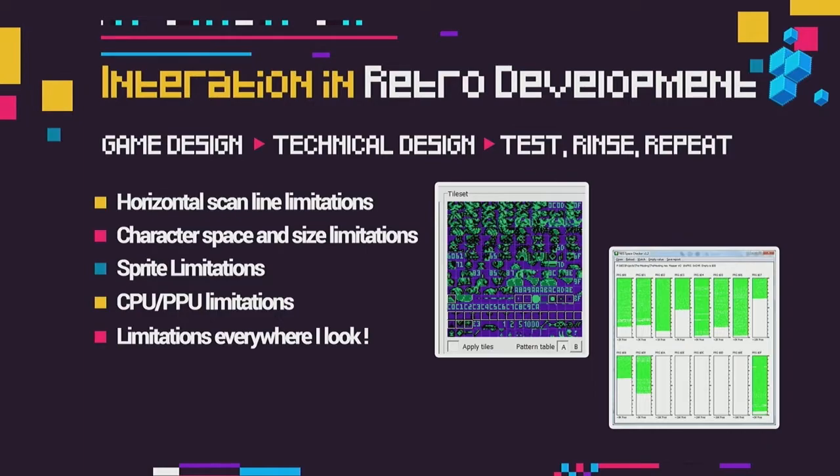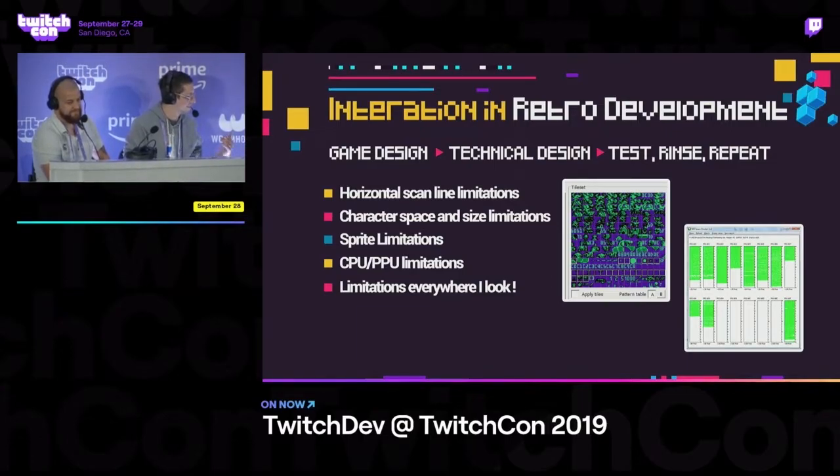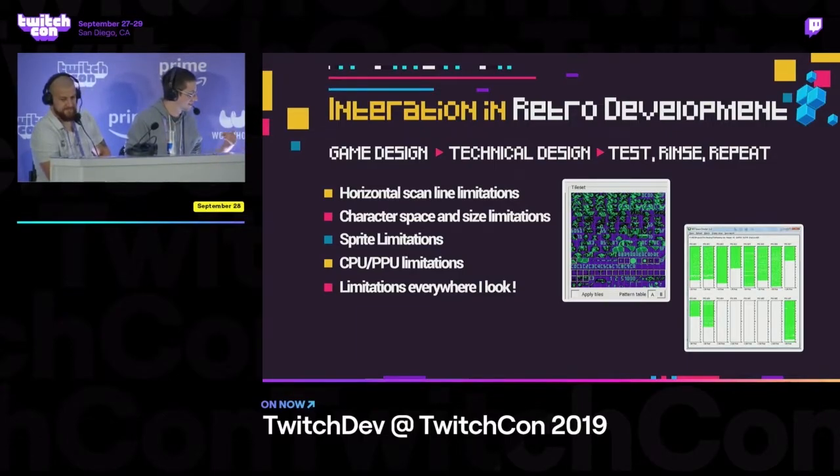That is all of the sprites that are being loaded into the graphics processor on the NES at once. That is the most that we can do at one time. And with this, we're dealing with scanline limitations, character sizes, limitations on the CPU and the PPU, which is the graphics processor. And there's a lot of limitations we have to deal with.